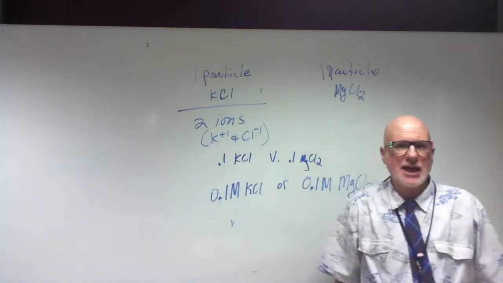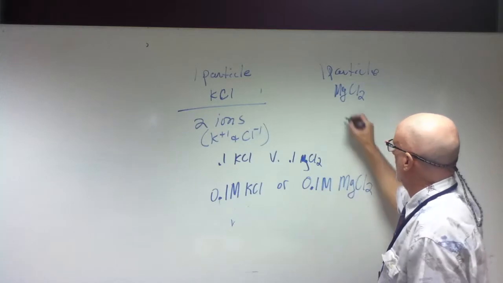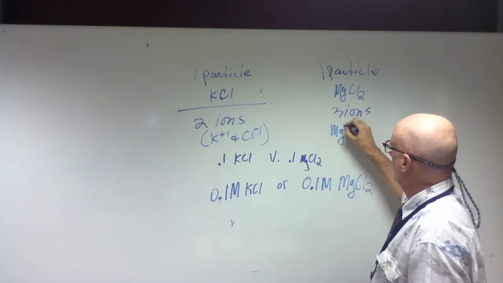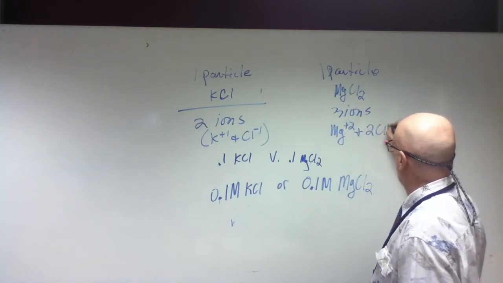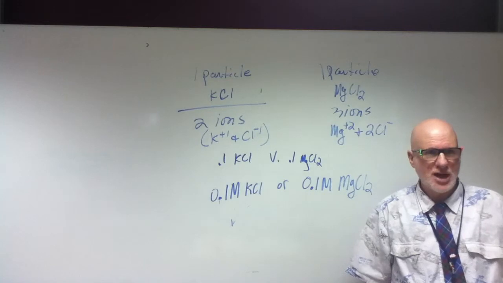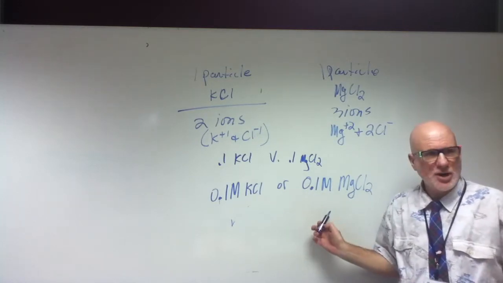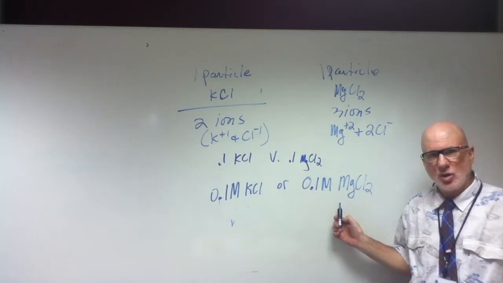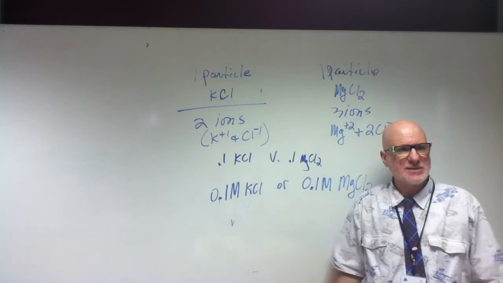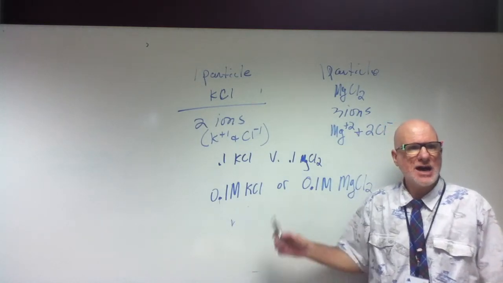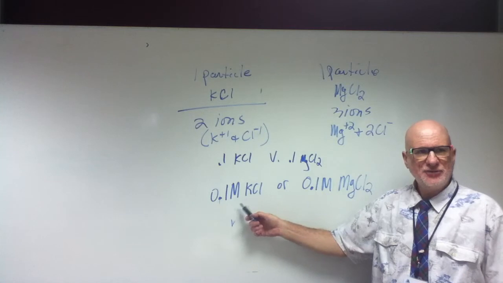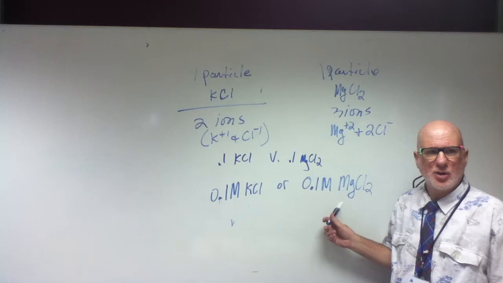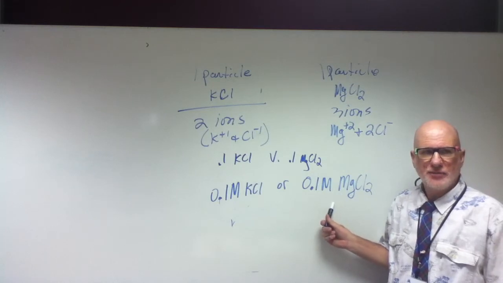1 particle of magnesium chloride, how many ions are you going to get? 3. There you go. You're going to get Mg plus 2 chlorines, right? Yes or no? So which one is going to have more particles in it? 0.1 molar magnesium chloride or 0.1 molar potassium chloride? Which one's going to have a higher boiling point? Left or right? There you go. You get it? Higher boiling point. Yes or no? Okay, good.